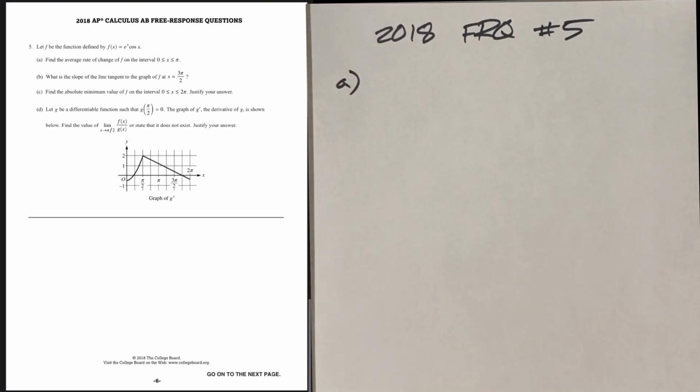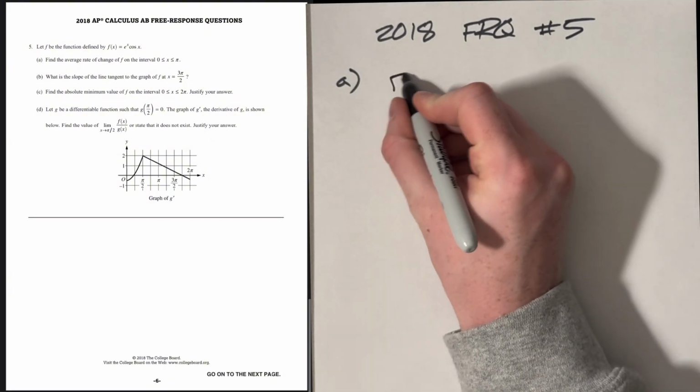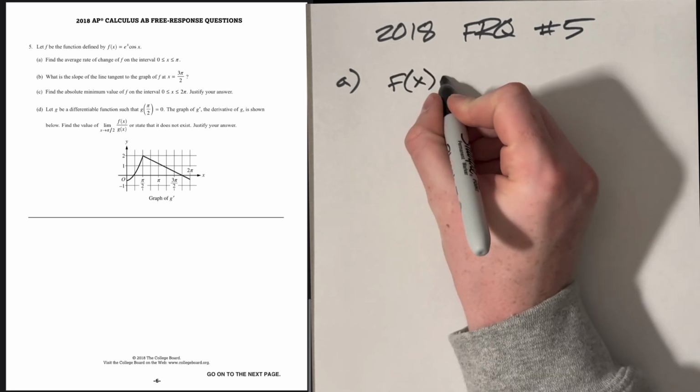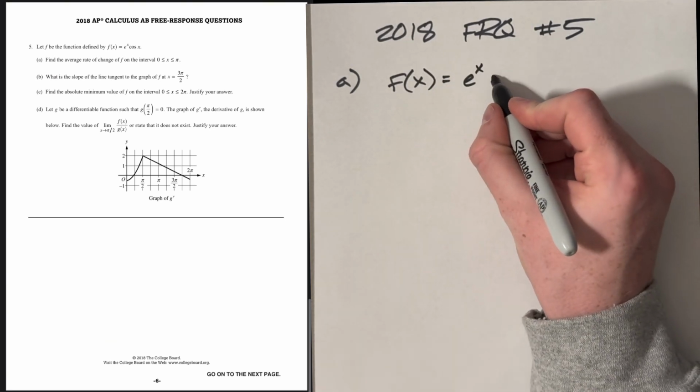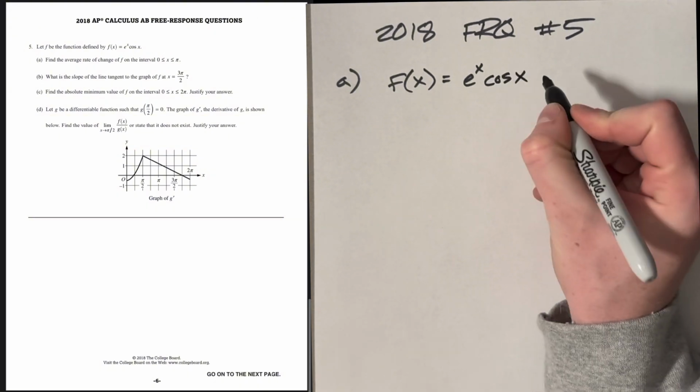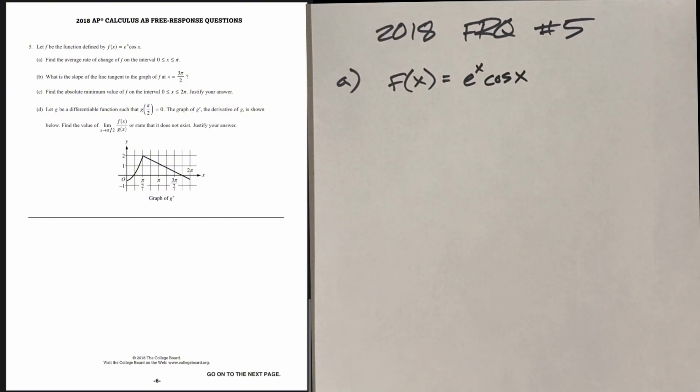Part A. So the first thing it tells us is it says let f be the function defined by f of x is equal to e to the x times cosine of x. So that's the first thing I'll write down. Obviously going to be important. Part A asks, what is the average rate of change of f on the interval 0 to pi?